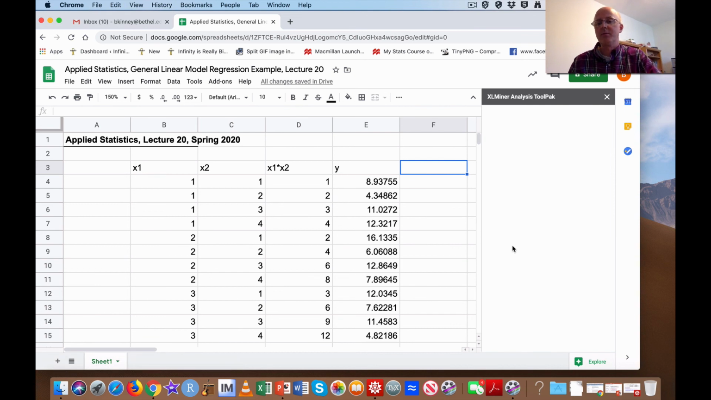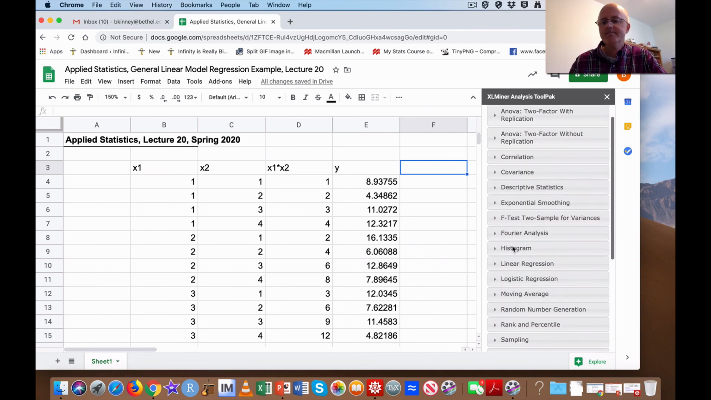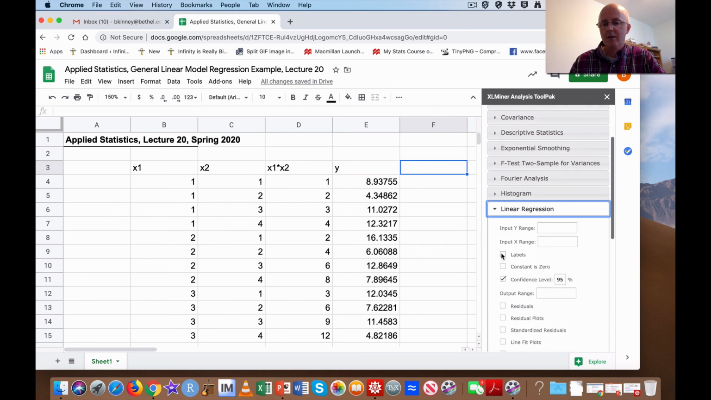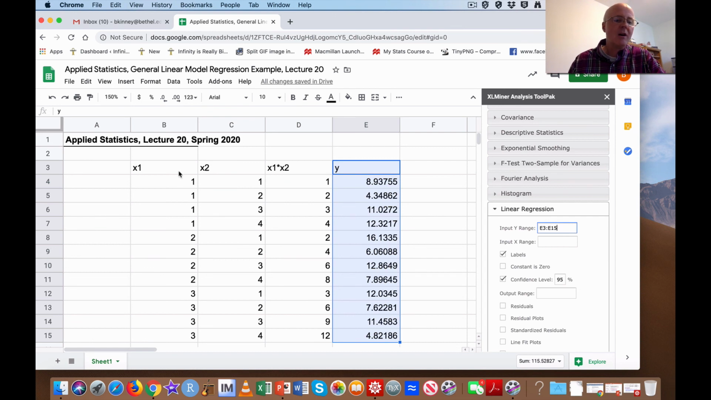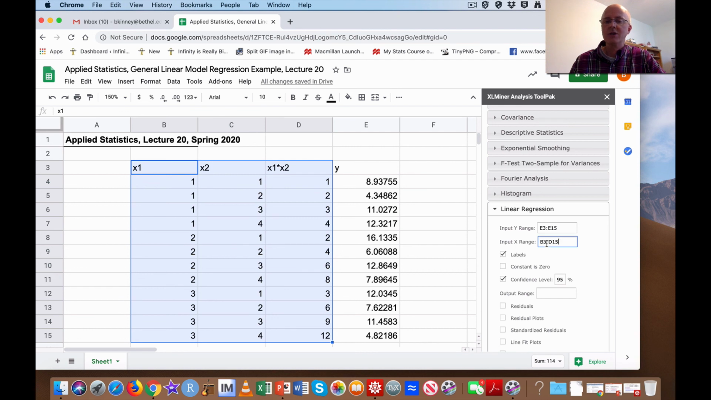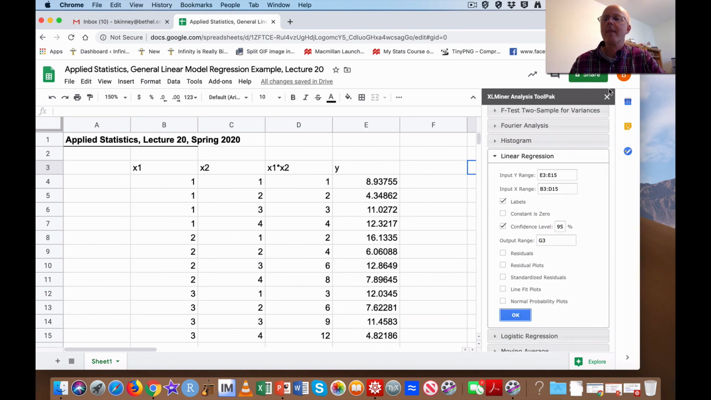And as I've shown you before, you want to go to the linear regression and click the labels box first. Then when you do the X and Y range, make sure you include the labels. Highlight the Y's, including the label Y for the input Y range. Highlight all the X columns before you click the input X range, including the labels. And then we'll do an output range, say starting here. And I won't worry about residuals. Click OK. And you get some output.